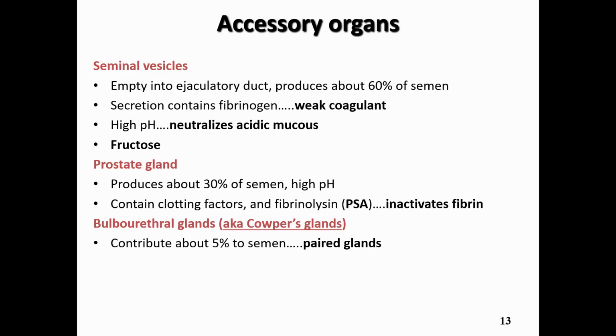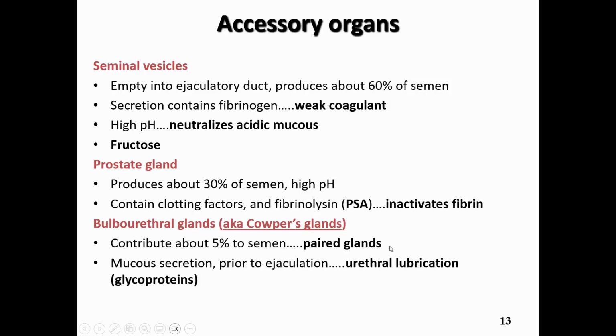The bulbourethral gland is the final gland that the semen will move through in that urethra. It's also known as Cowper's glands, and this adds about 5% to semen and exists as a paired gland. It secretes mucus just prior to ejaculation, and that provides what's called urethral lubrication, which is composed of glycoproteins, which helps to lubricate and make the flow of semen much easier. This also helps to neutralize the acidic pH or the acidic environment of the female vagina.